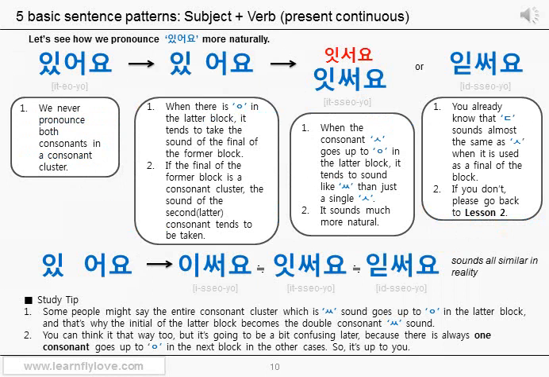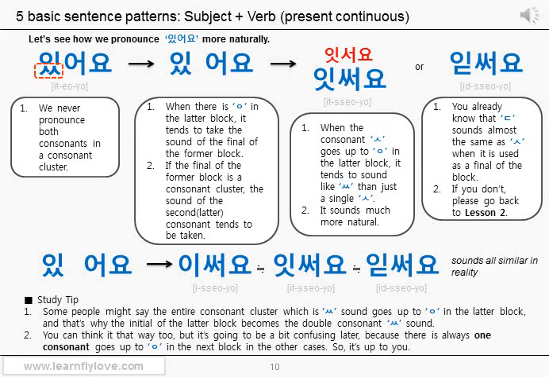Is it difficult for you to read or pronounce the 있어요 part? Because it's actually pronounced 있어요 or 있어요. Let's see how to pronounce it more naturally before we go any further. Let's take a look at the part on the top left. Do you remember we told you that we never pronounce both of the consonants in a consonant cluster or a double consonant of the final of the block in lesson 2? If you don't, you know what to do.